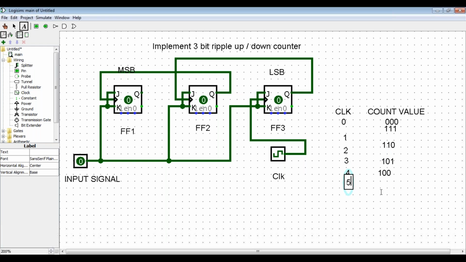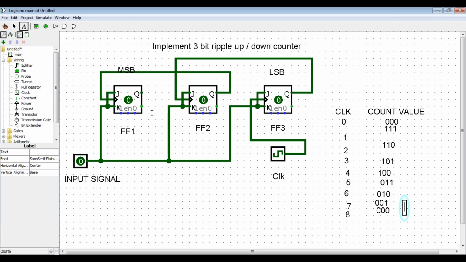If you are giving fifth clock pulse, what you will get? 0 1 1. If you are giving sixth clock pulse, what you will get? That is 0 1 0. If you are giving seventh clock pulse, what you will get? 0 0 1. If you are giving eighth clock pulse, you will get 0 0 0. Okay, so this is what your down counter is.